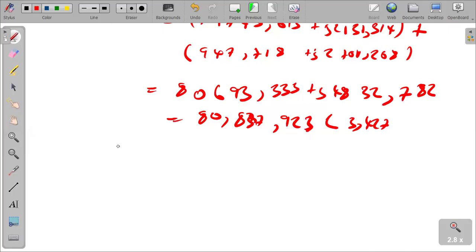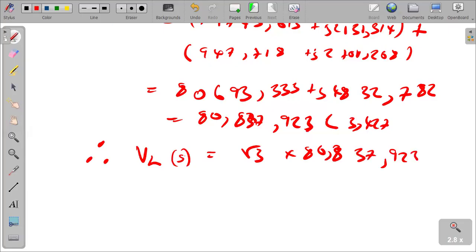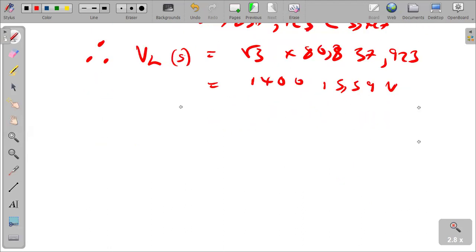However, we haven't determined the line voltage. Therefore, the sending end line voltage is equal to √3 multiplied by 80,837.923, which is therefore going to give us 140,015.39 volts. To get kilovolts, you just press the ENG button once there, you get 140.015 kilovolts. That marks our sending end voltage.